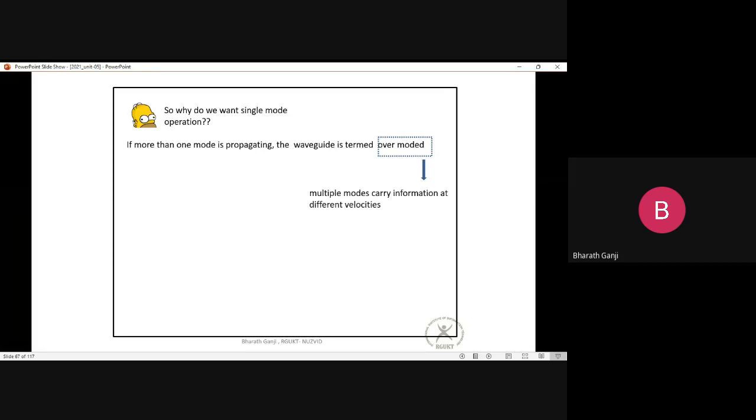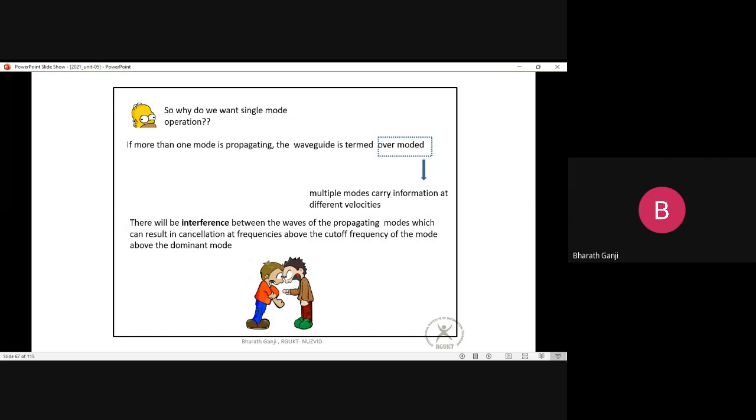multiple modes will be carrying your information at different velocities and there is always a chance of interference between the modes because different frequencies traveling at different velocities, I mean same frequencies, okay, of different modes traveling at different velocities can create a phase shift which sometimes can give you a phase shift of exactly 180 degrees out of phase and that can cancel out the information.